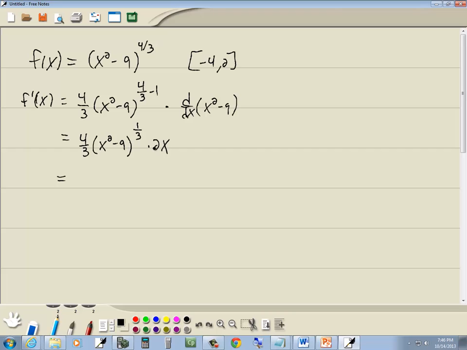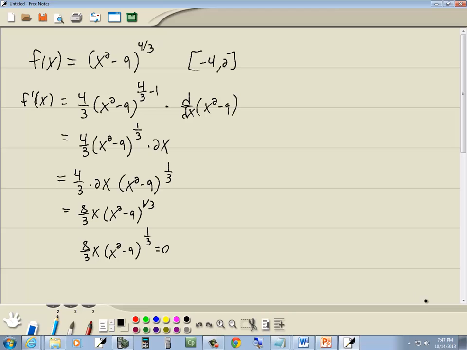Now, I'll put the 2x out in front, so we got 4/3 times 2x times x squared minus 9 to the 1/3. 4 times 2 is 8, so we got 8/3 x, and x squared minus 9 to the 1/3 power. Okay, now we want to set that equal to 0. So we got 8/3 x times x squared minus 9 to the 1/3 power is equal to 0.